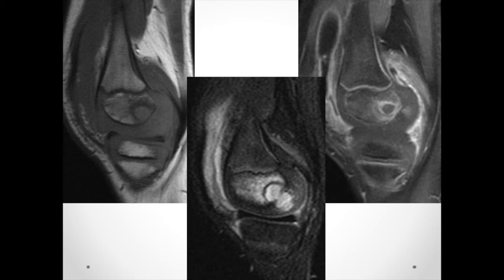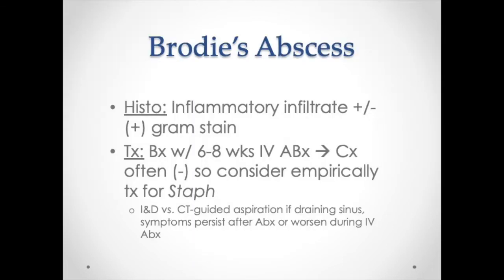However, on the fat-saturated T1 post-contrast image, you see peripheral enhancement of this without central enhancement. That's that dark area in the middle. That's indicative of a cystic lesion as opposed to a tumor. The differential diagnosis, especially based on the age here, would include chondroblastoma, but chondroblastoma will enhance because it's live, active neoplastic tissue. Histology will show an inflammatory infiltrate with or without a positive gram stain.